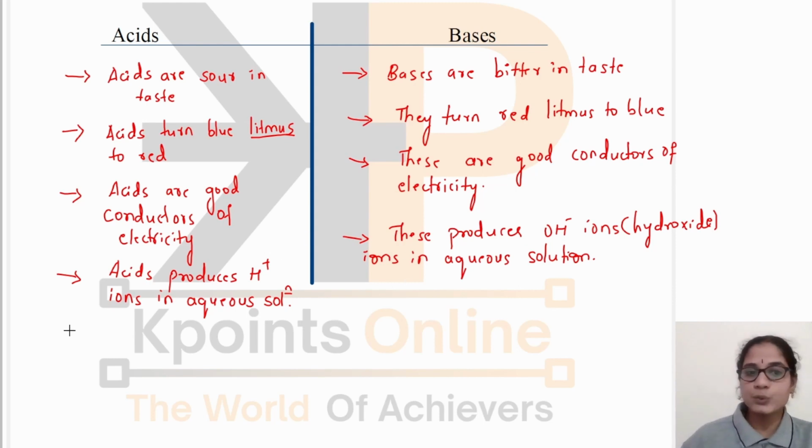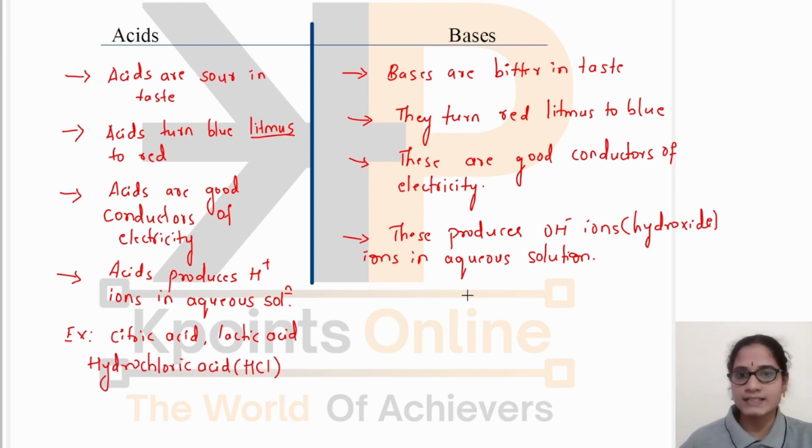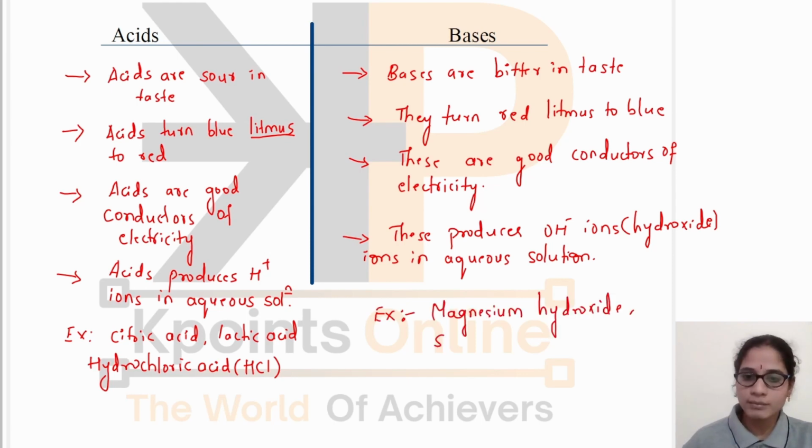Okay. Then can you give examples of acids? Yes. Citric acid, which is a naturally occurring acid, lactic acid, then hydrochloric acid, etc. These are examples of acids. Then what about bases? Magnesium hydroxide, sodium hydroxide. These are examples of bases.